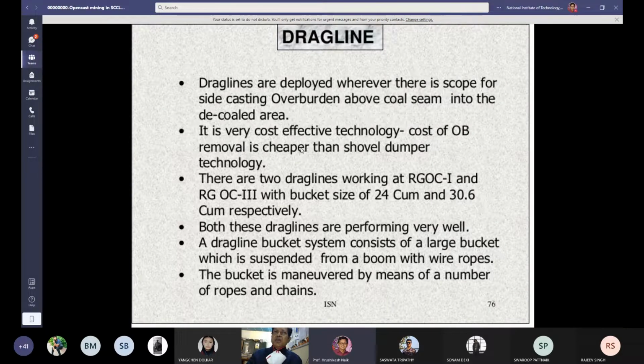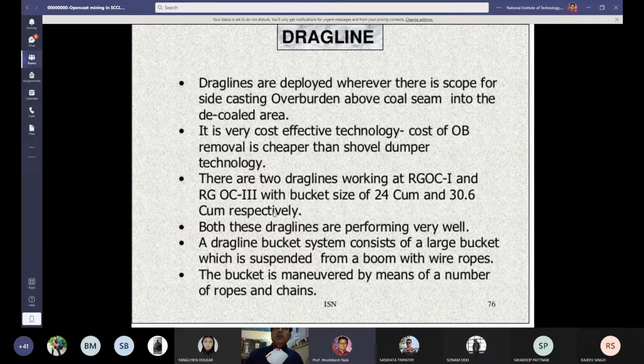And this method of mining is a very cost effective technology. The dragline technology is very cost effective because it will produce more mineral. It will be used for handling the overburden materials very quickly, and the cost of overburden removal is very cheap compared to shovel dumper technology, shovel dumper mining.